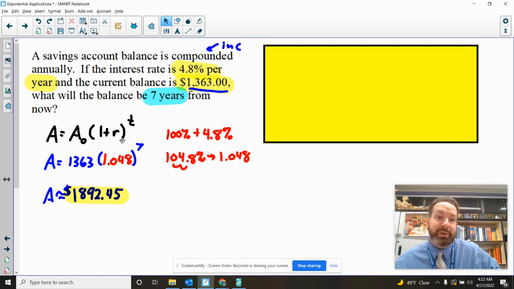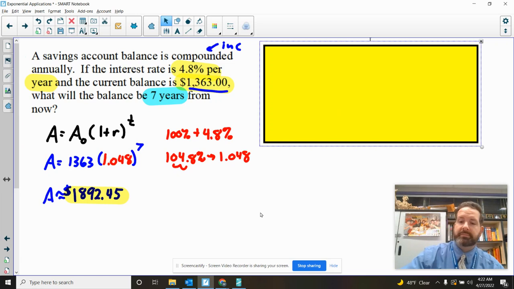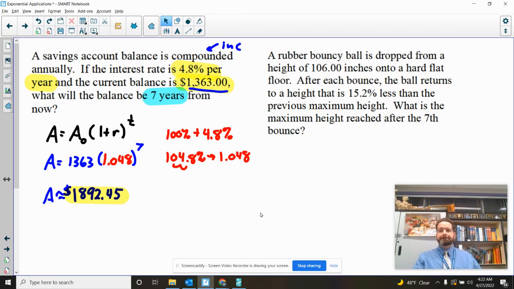Let's do a recap, and then we'll look at one more. Always start with your same template. Ending amount is starting amount times the multiplier to the power of time. Fill in the information you know so you can solve for the information you don't. Take a moment and read through there.